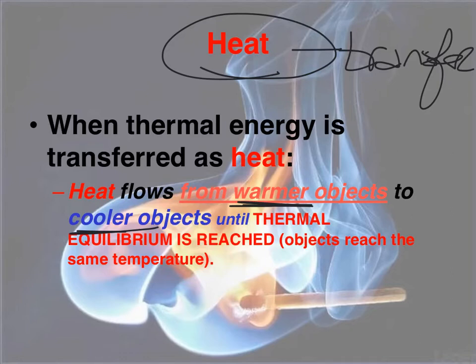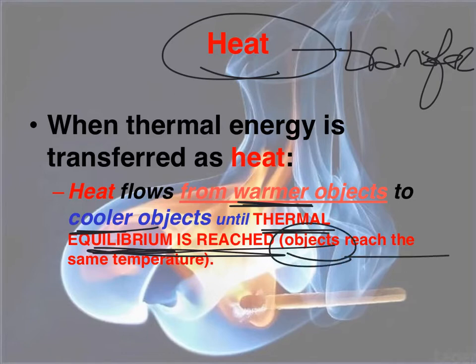It's the heat escaping. Okay, so when you have two objects at different temperatures that are touching, the heat will flow from the warmer object to the cooler object until thermal equilibrium is reached. Thermal equilibrium is reached when objects are at the same final temperature. So heat will continue to be transferred until the two objects are at the same temperature and therefore are at thermal equilibrium.